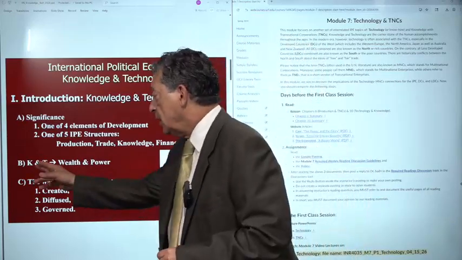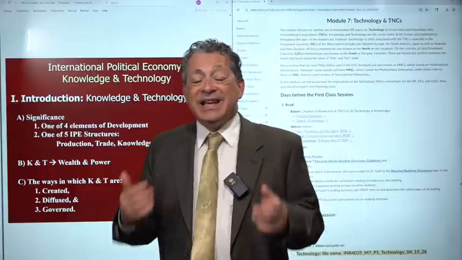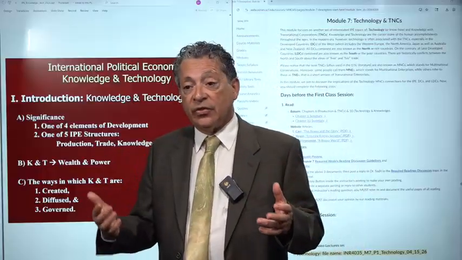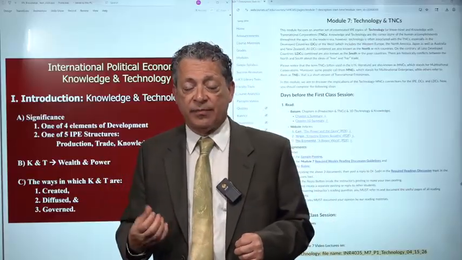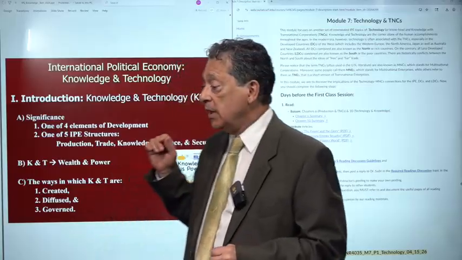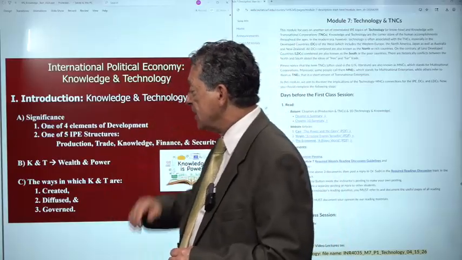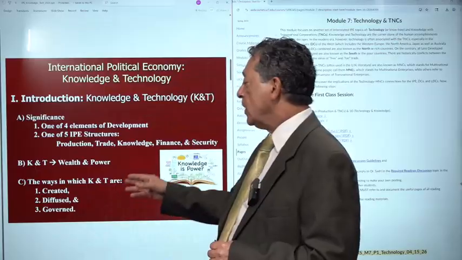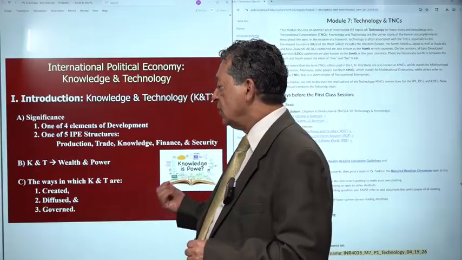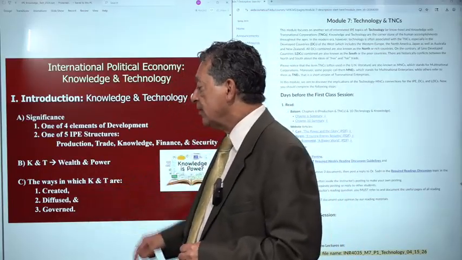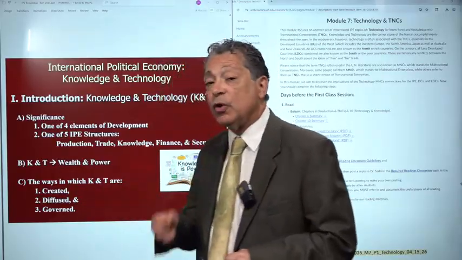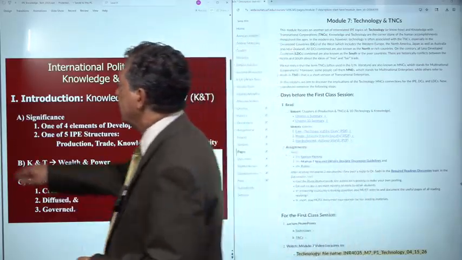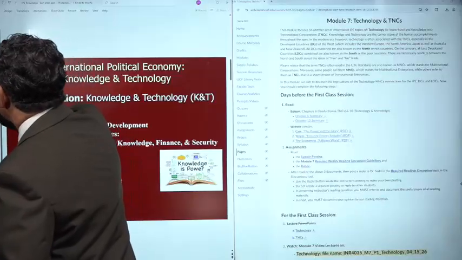So knowledge and technology, they lead into wealth and power, and that's why they're so significant. Is that right? You can't separate it. So it's one of the major components, and at the same time, it leads into that. So the ways in which you can have K&T, is that right? You can create it, the notion of diffusing it, and also the notion of what? Governing it. Okay. Having said that, let's move on to more specific.